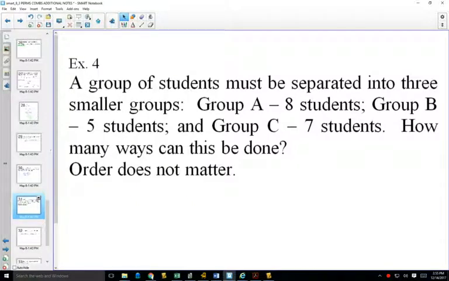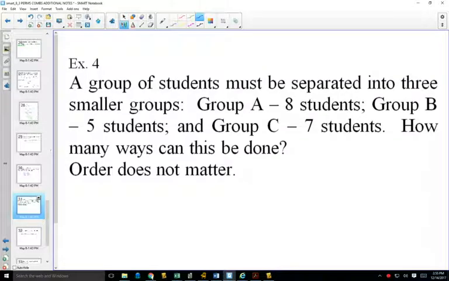A group of students is to be separated into 3 smaller groups. So if I decided I'm going to put you guys into 3 groups, but group A has 8, group B only has 5, and group C has 7, how many ways can this be done? The order doesn't matter in those groups.